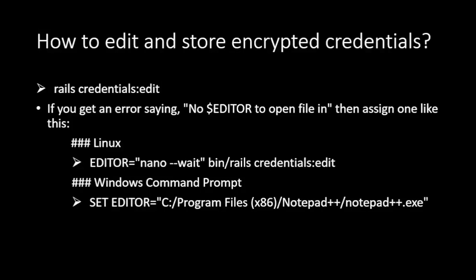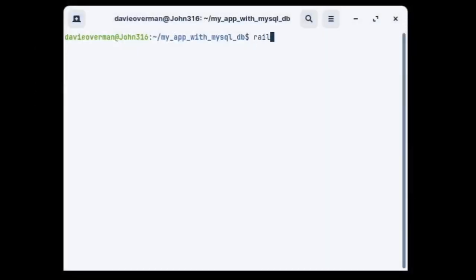Space bin/rails credentials:edit, and in Windows, you would simply type set EDITOR equals and provide the path to Notepad. Here is a screen recording showing the previous command being executed.